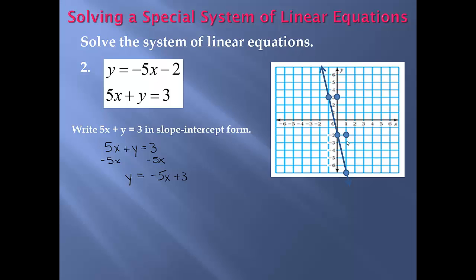We can do that again. Down 1, 2, 3, 4, 5, and to the right 1. Now we can draw the line. You notice that these two lines are parallel. If we graph two equations and the lines are parallel, that means there is no solution.